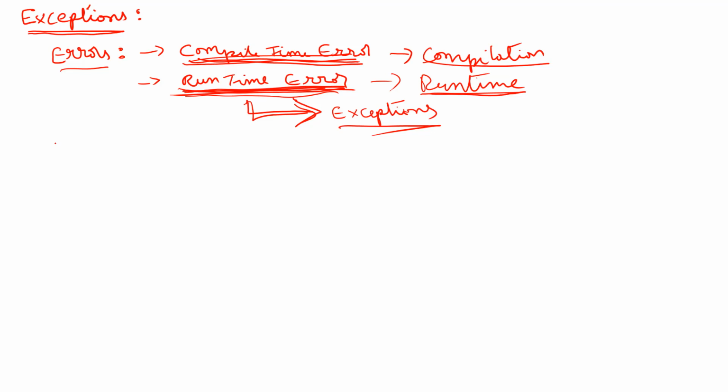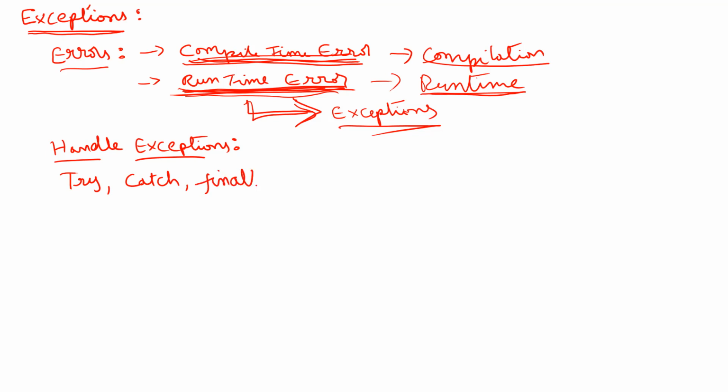So now how to handle these exceptions? There are mainly 5 keywords in Java which we use to handle exceptions. They are: try, catch, finally, throws, and throw. So these are the 5 keywords we use to handle exceptions in Java.